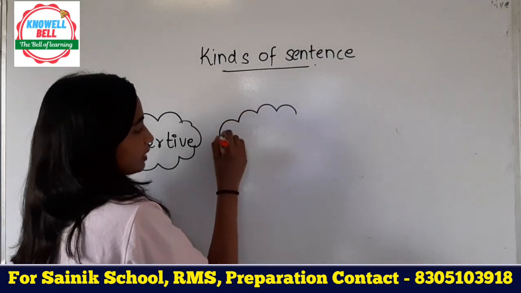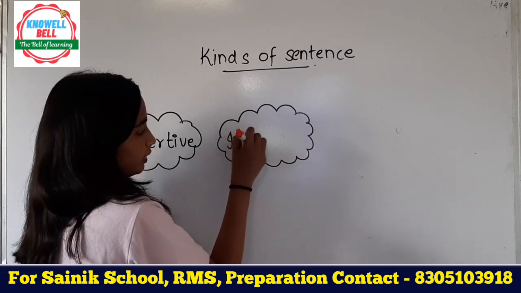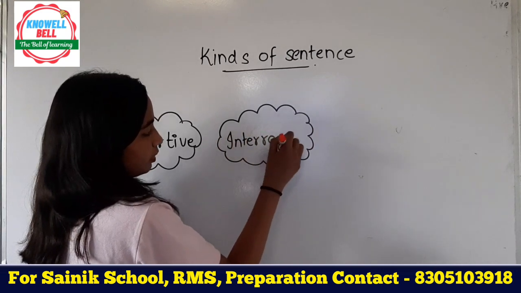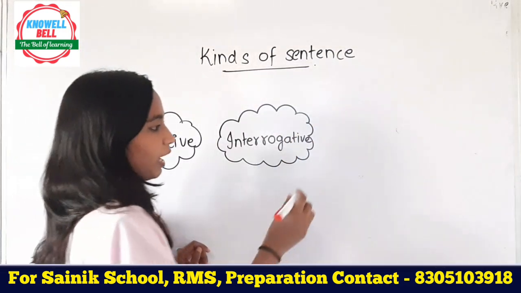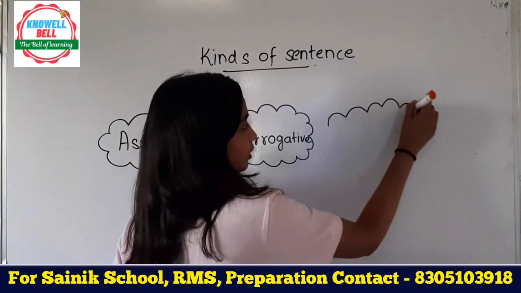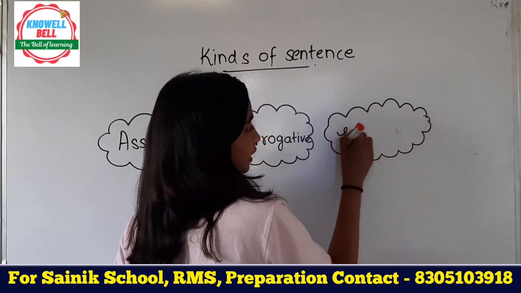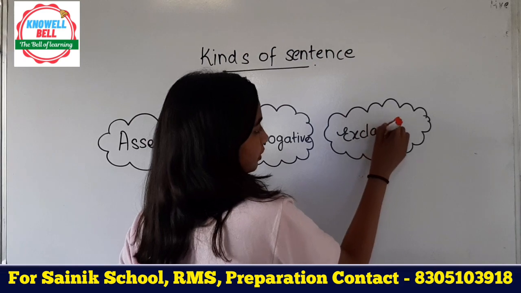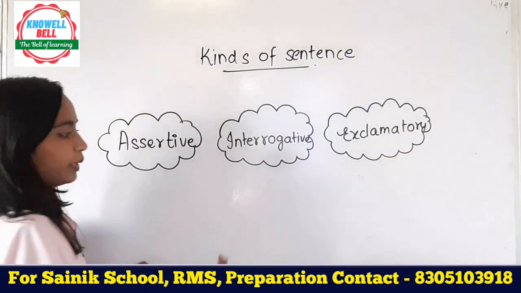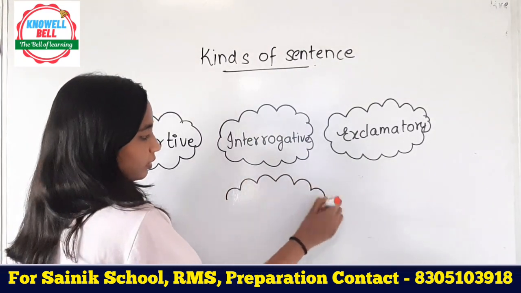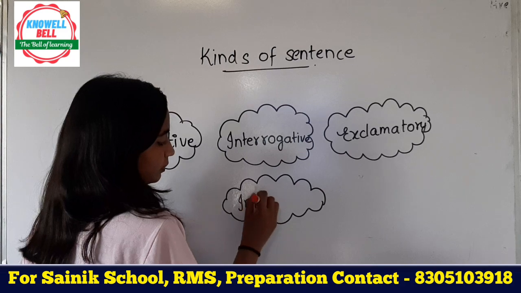Second kind of sentence that we have is interrogative sentence. Okay, the third sentence that we have is here exclamatory sentence. Okay, and at the end, at last, we have fourth sentence. The fourth kind of sentence, that is imperative sentence.